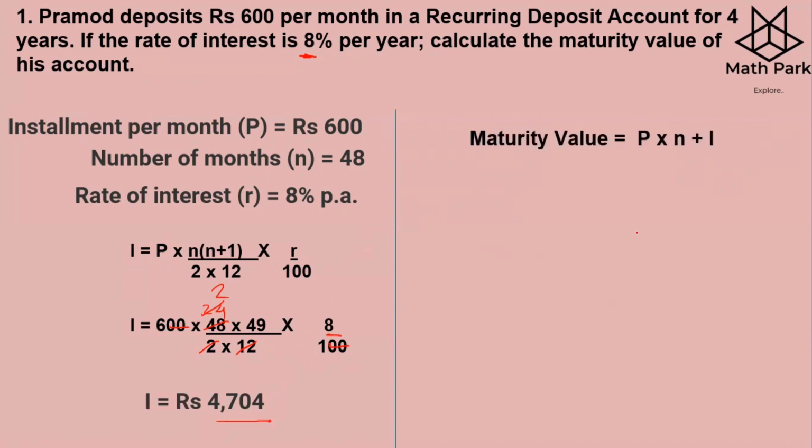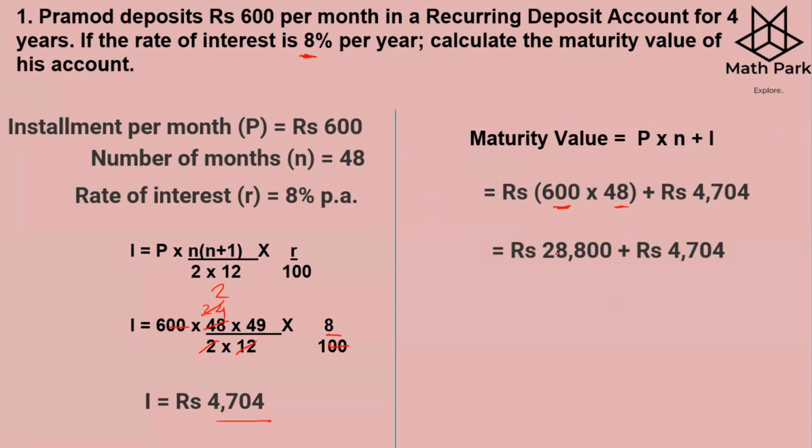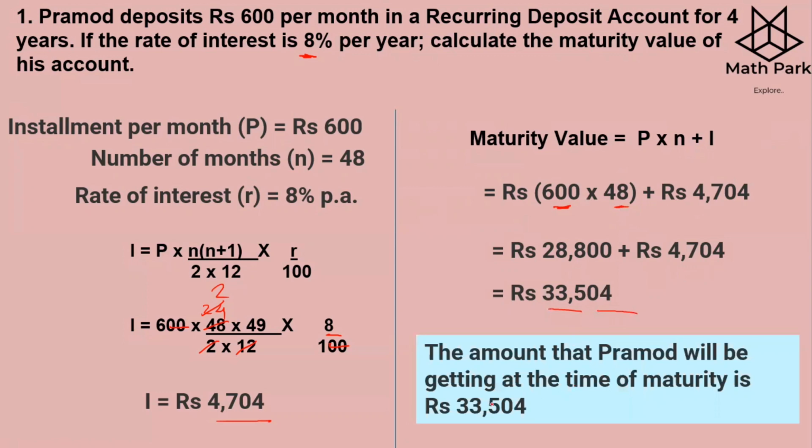Now the maturity value is P times N plus I. So let's put the values. P, which is 600 installment per month, number of months 48, and the interest is 4,704. 600 times 48 is 28,800 plus rupees 4,704 gives rupees 33,504, and this is the maturity value for Pramod. So Pramod will get rupees 33,504 at the time of maturity.